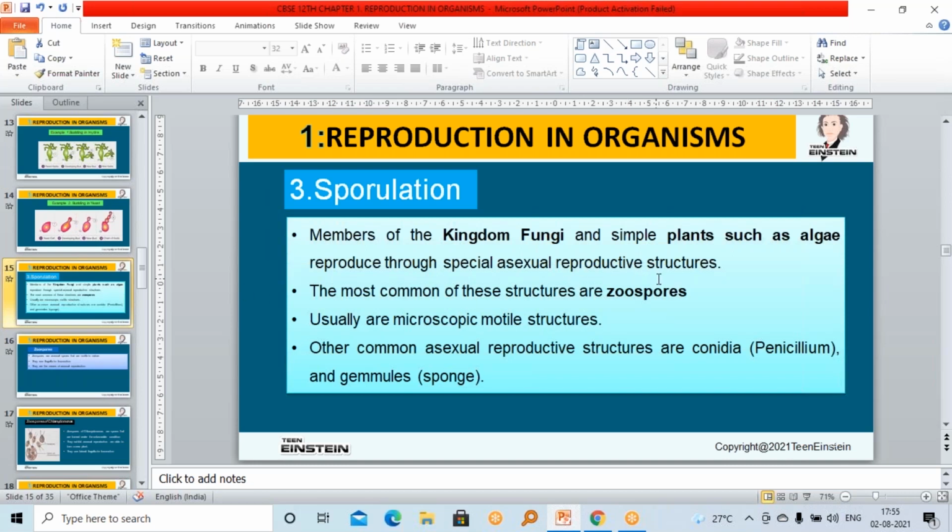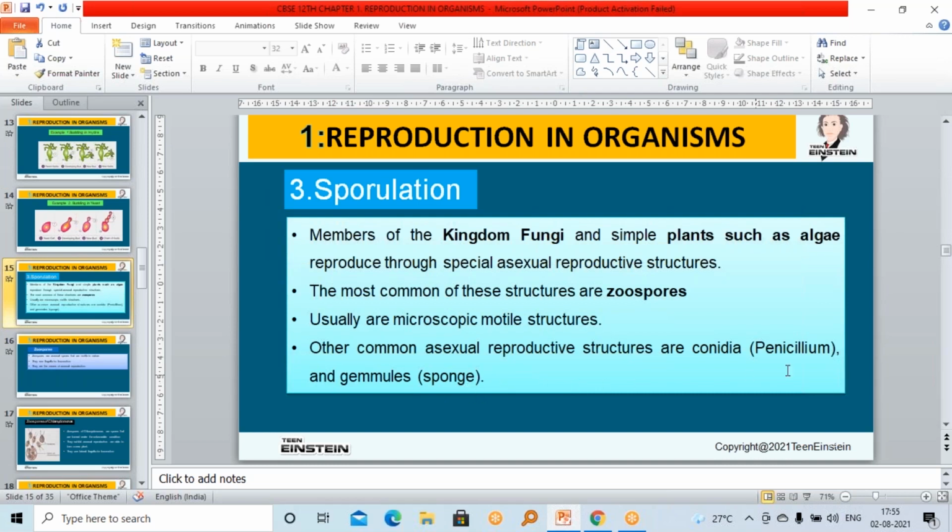And next is sporulation. The next asexual reproduction method is sporulation. In sporulation, the members of kingdom fungi and simple plants such as algae reproduce through special asexual reproductive structures. And the most common of these structures are zoospores.